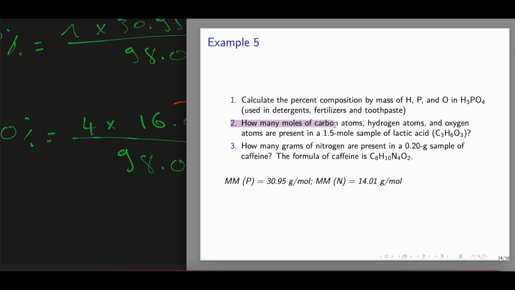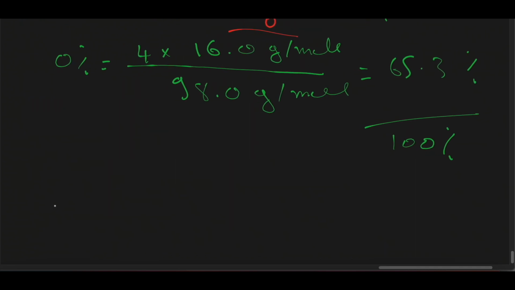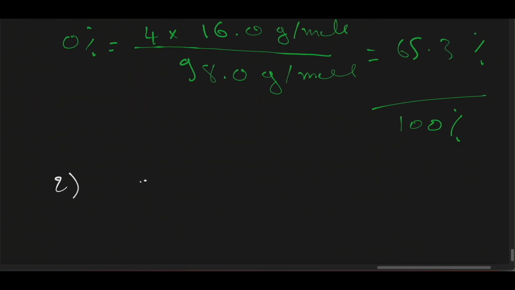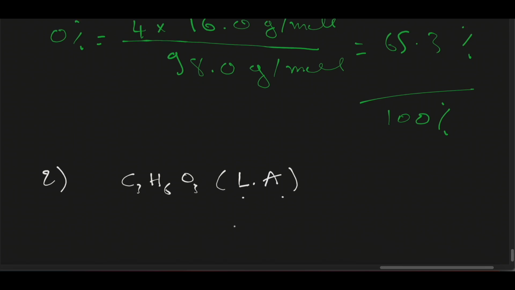Now let's do the second question. Here we are asked to determine the number of moles of the elements carbon, hydrogen, and oxygen in a 1.5 mole sample of lactic acid with the chemical formula C3H6O3. Second question, we have lactic acid, C3H6O3. We can use the abbreviation LA for lactic acid.